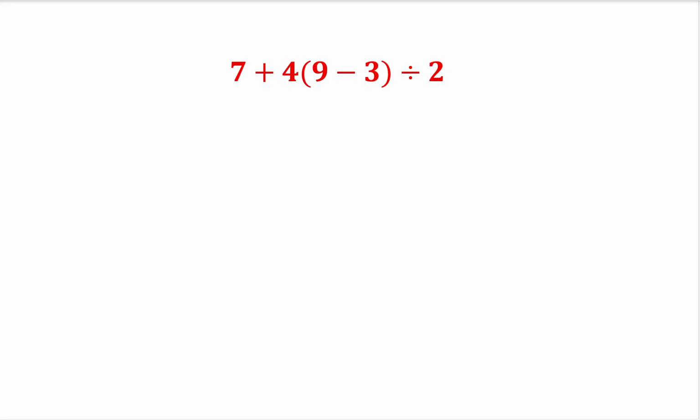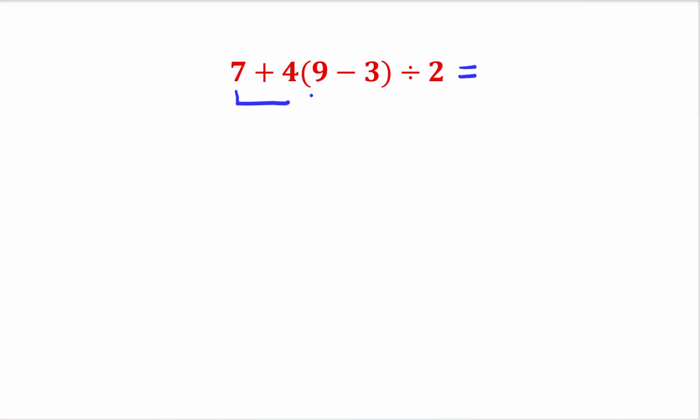The given expression is 7 plus 4 in bracket 9 minus 3 bracket complete, divided by 2. So what is the answer of this expression? First, we will use a wrong method to solve this expression.